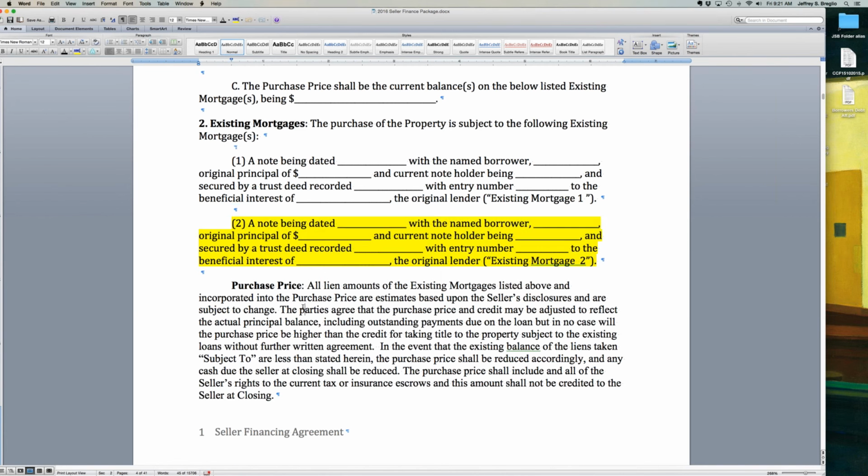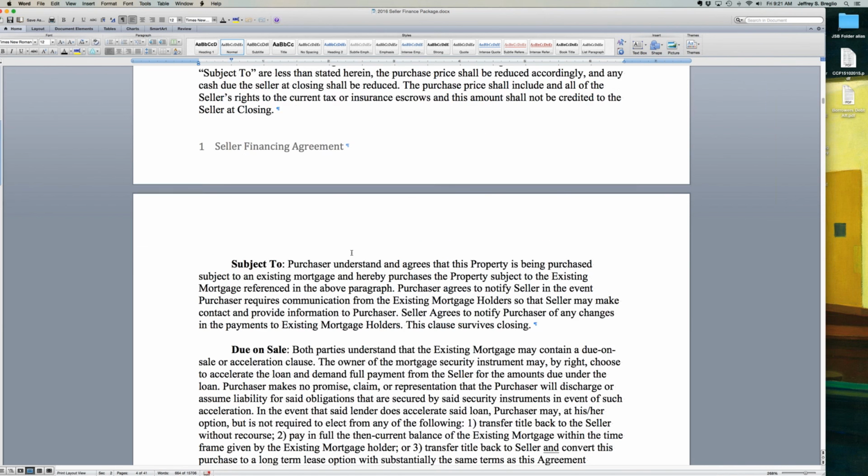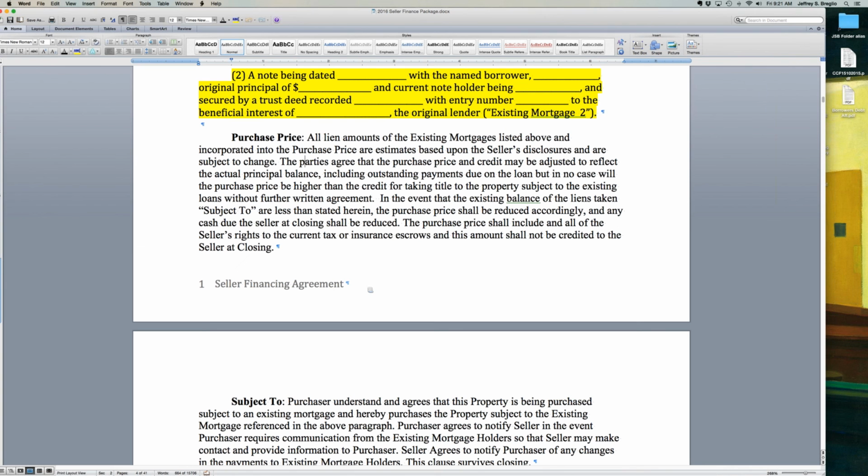and just delete it. Okay. The purchase price, most of these paragraphs are just clarification of what's going on. So there's really nothing you need to do with them. You should just leave them as is.